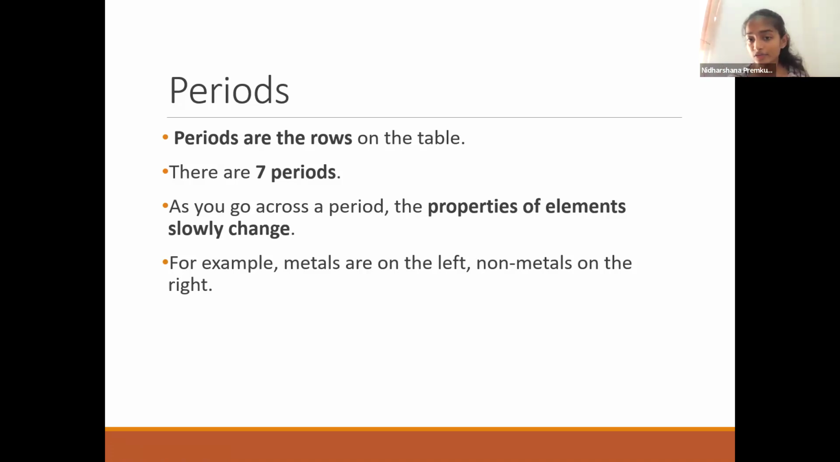As you go across a period, following the group number, you will notice that the properties slowly change. On the left-hand side, we have the metals. Then suddenly on the right-hand side, we have the non-metals. So what you have to remember is that as you go across a period, the properties of elements slowly start changing. It's not the case for groups, because as you go down a group, the elements usually have similar properties. That's why they are grouped together. So it's not the case for a period. As you go across a period, their properties change.